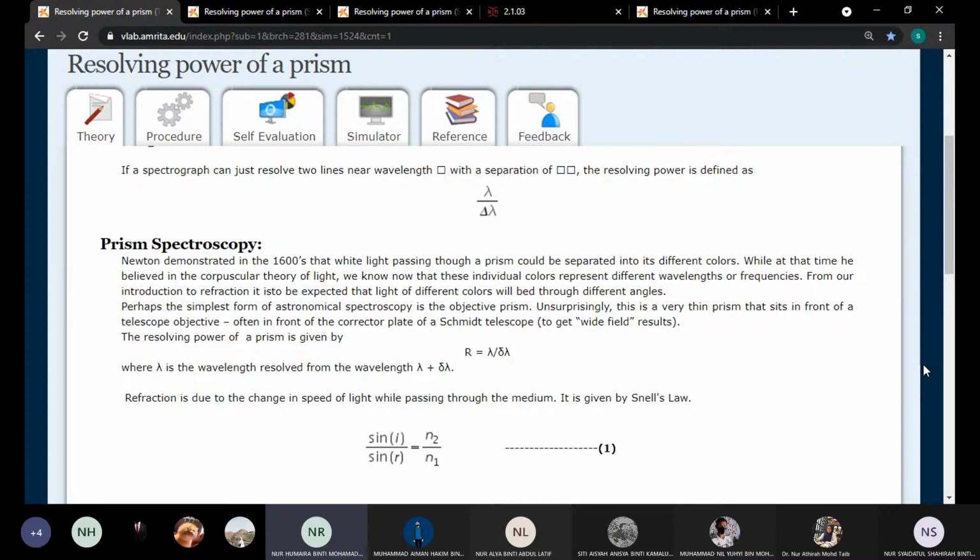Refraction is due to the change in speed of light while passing through the medium, and it is given by Snell's law, which is, we know, sin i over sin r equals n2 over n1. From what I understand and from this experiment, we could know the light can spread into different colors through the prism, and that each different color has a different wavelength. Next, we move to procedure.